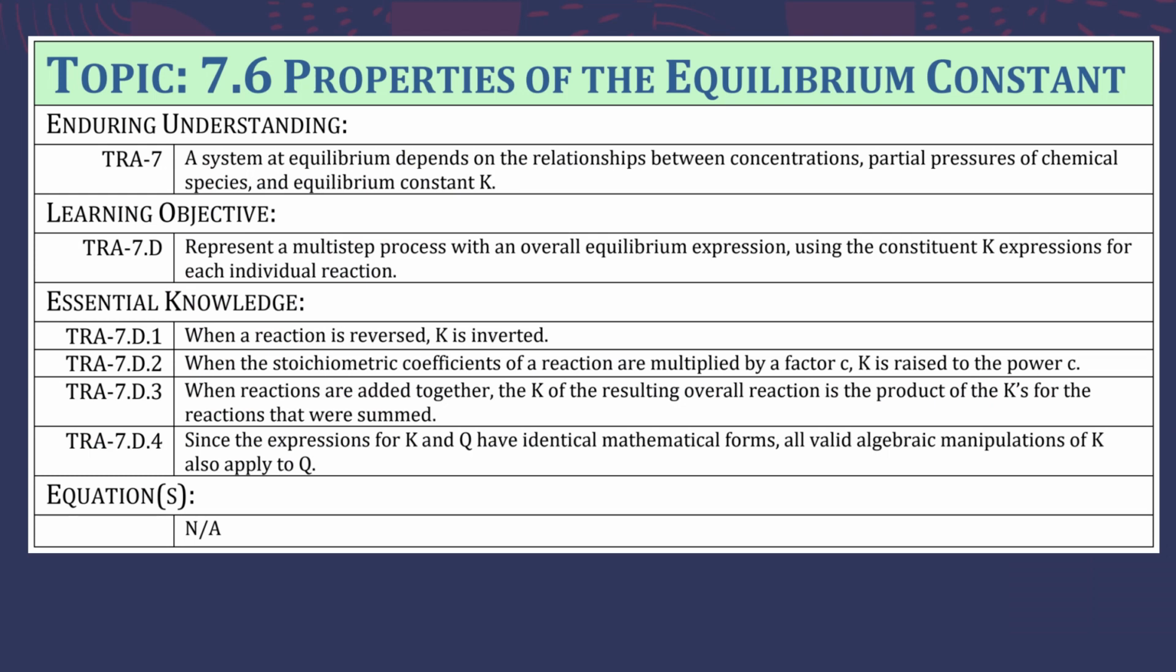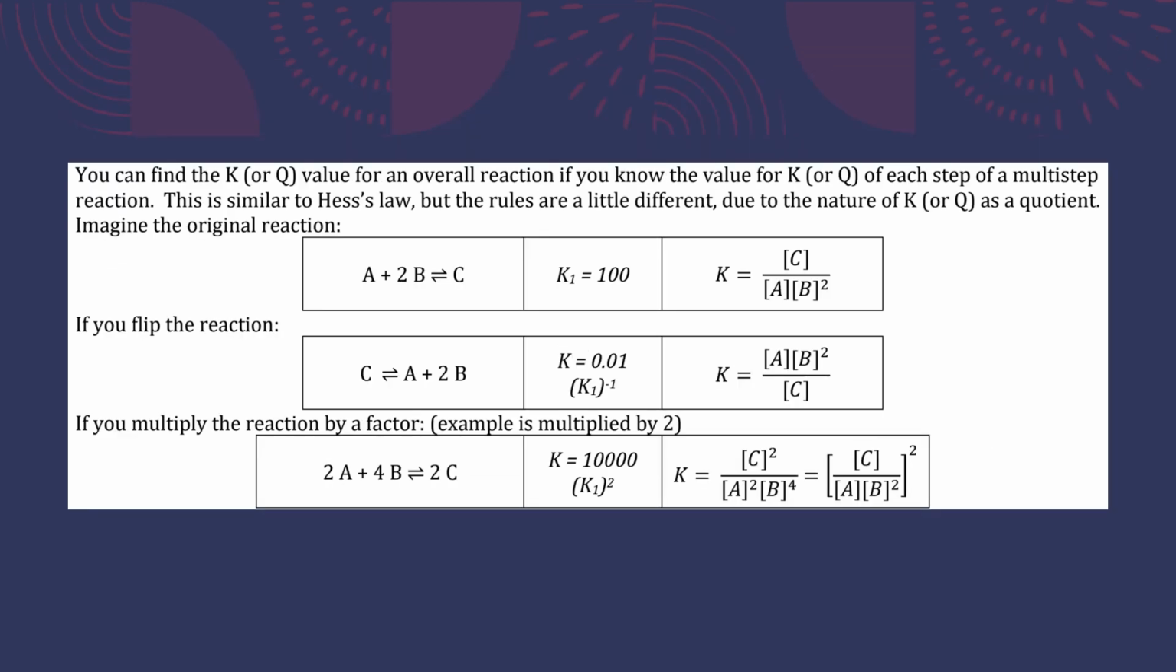So today's objective is to be able to represent a multi-step process with an overall equilibrium expression using the constituent K expressions for each individual reaction. So you can find the K or Q value for an overall reaction if you know the value for K or Q of each step. It's kind of like Hess's law a little bit from last unit, but the rules are a little bit different because we're dealing with quotients.